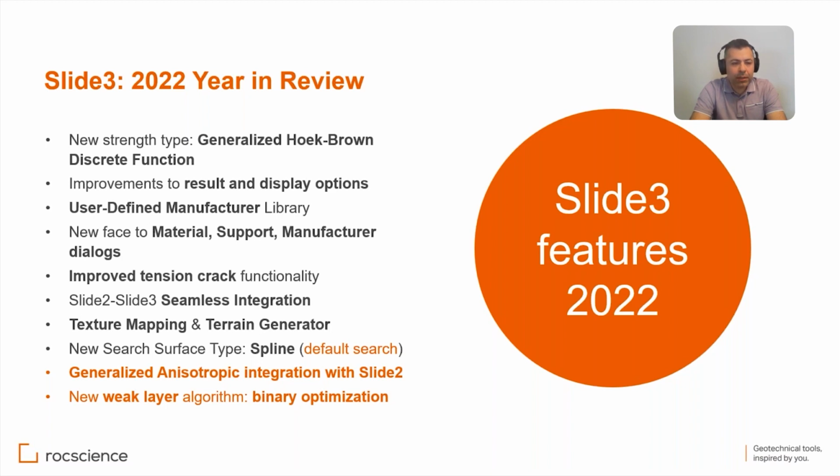We have 2 other features that we're going to release in February, the generalized anisotropy integration with the Slide2 software, and another major feature, which is the new weak layer algorithm. It's called binary optimizations, that we're going to talk about today as well.